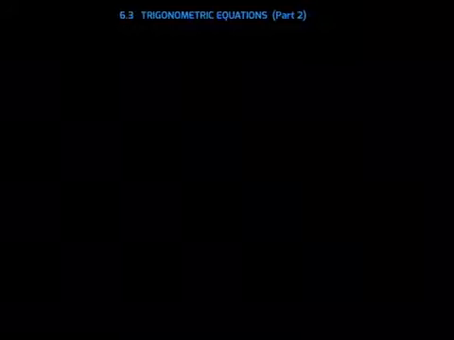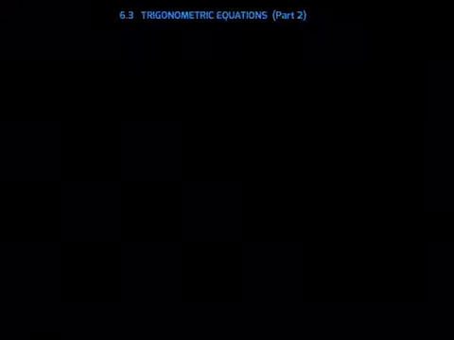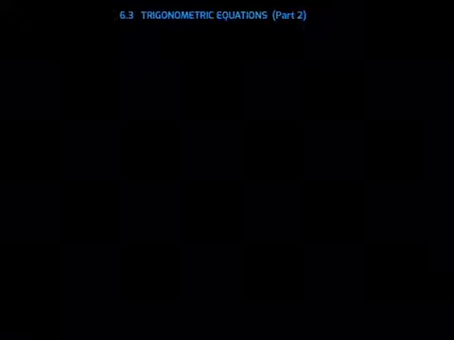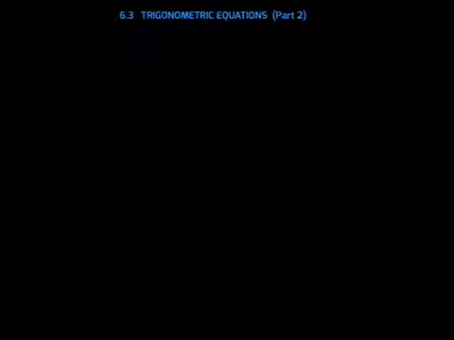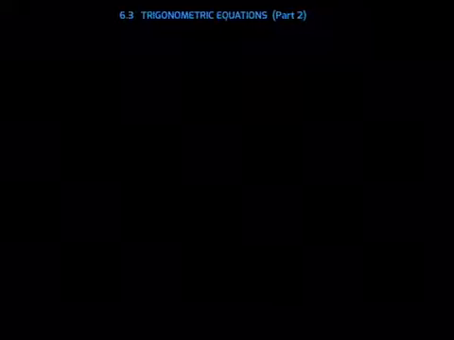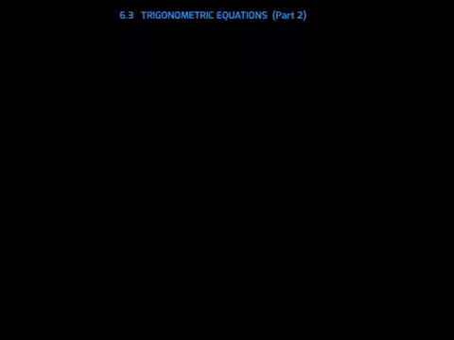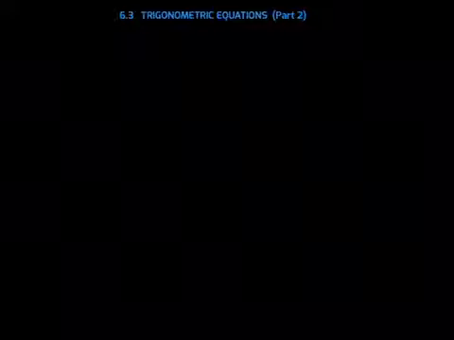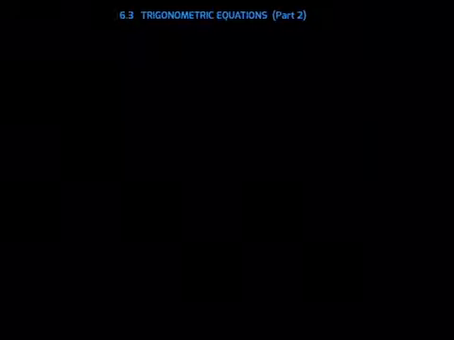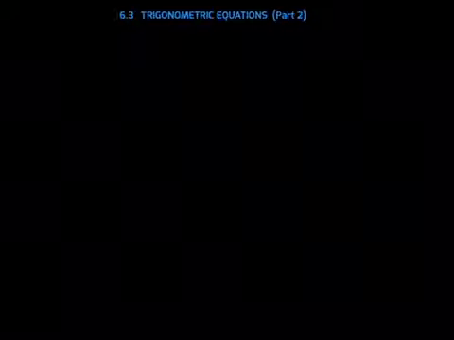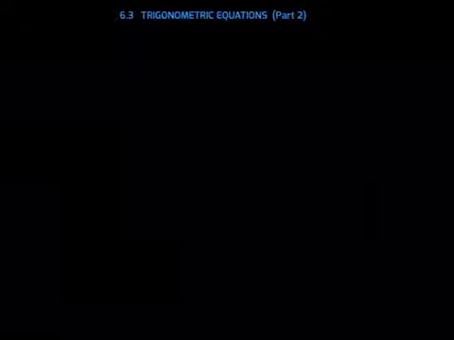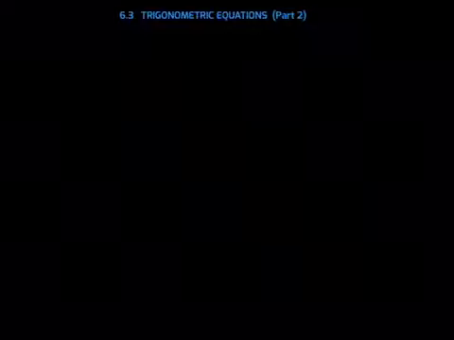All right, everybody, this is 6.3, Trigonometric Equations. The book labels it as Part 2. 6.2, the previous video, was Part 1, so here's Part 2. You'll notice that all of the trig equations in this section have something in common, and that is the argument is being manipulated. Some of the arguments are half angles, some are double angles, and things like that. Let's take a look at our first example.